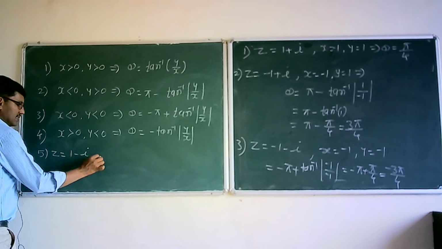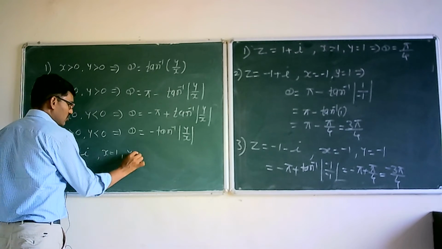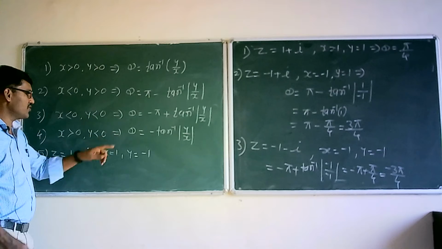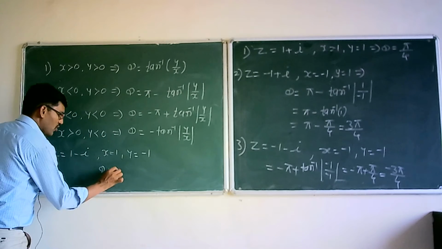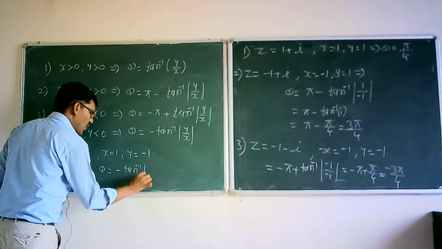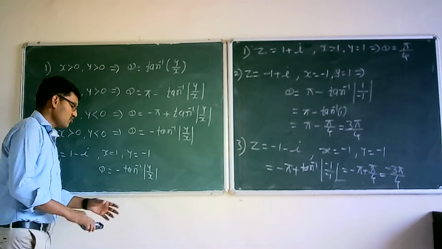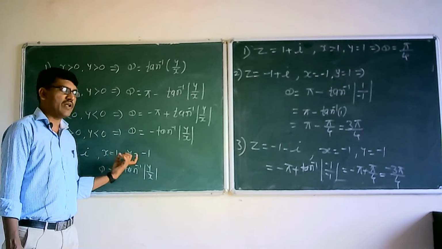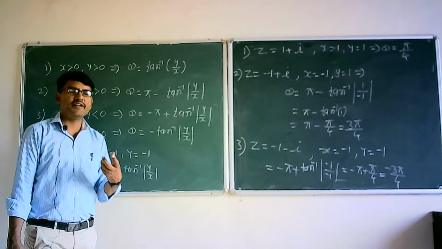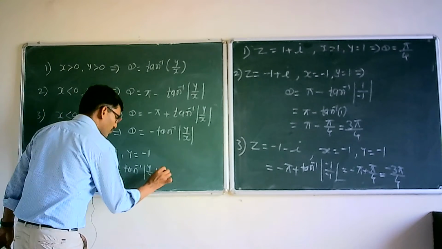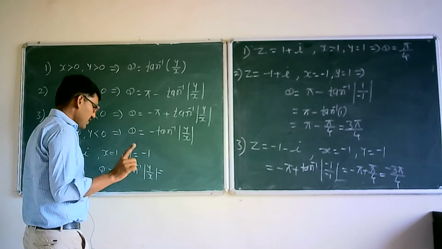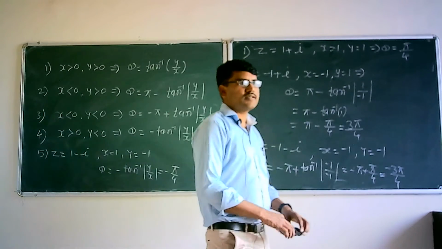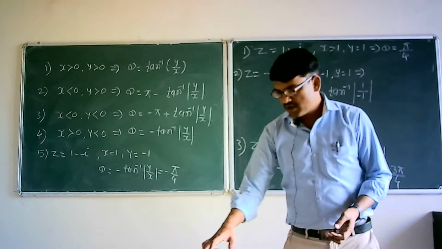So here x is equal to 1 and y is equal to minus 1. So again this is the case, x is positive, y is less than 0. So what is theta? Theta is equal to minus tan inverse of mod of y by x. Mod is what? Always absolute value. It is always positive. So its absolute value of minus 1 divided by 1 is 1. And what is tan inverse of 1? It is minus pi by 4. So hope you understand how to find the argument of a complex number.